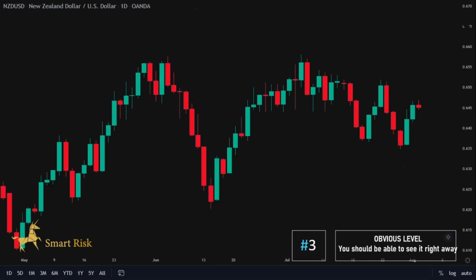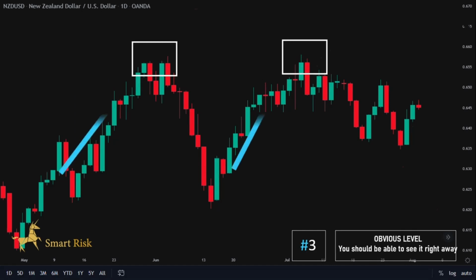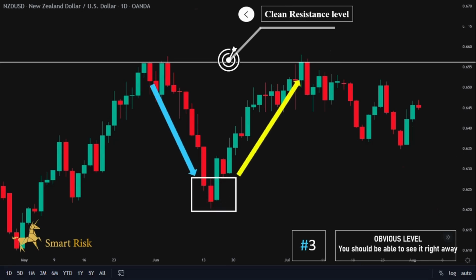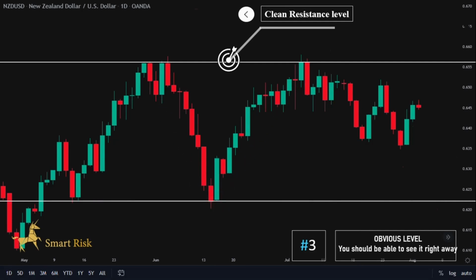So, here in the NZD US dollar, you can see the very obvious level right here. Price went up, hit, and reversed, indicating a clear resistance level, which is very obvious and can be identified immediately. The same scenario at the bottom, the price dropped, hit, then reversed. This is very obvious and you can detect it easily.